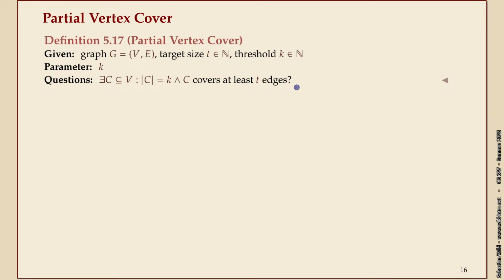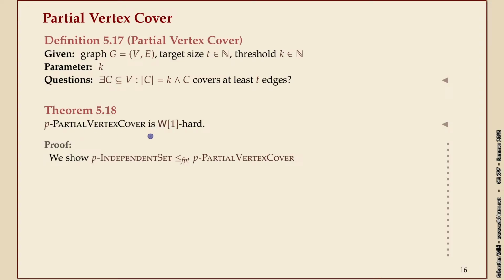So it's a generalization of vertex cover. And remember, vertex cover itself is FPT. So we wouldn't expect it to be a hard problem, a W1 hard problem. But you can show that this partial vertex cover problem is indeed W1 hard. And we can do a reduction from independent set. But I don't know if we have enough time to do that. I could briefly sketch it, maybe just by picture. So how would we do it?